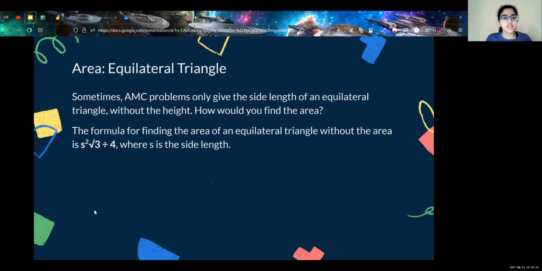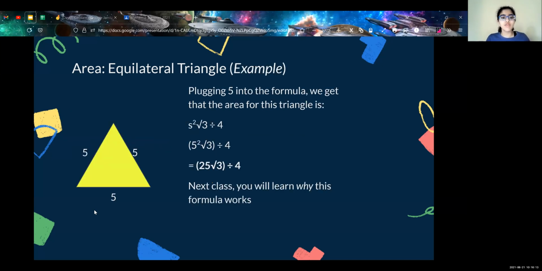Okay. So the area of an equilateral triangle example. If we're given 5 as the side length of a triangle, we will see that the area is s squared radical 3 divided by 4, so 5 squared radical 3 divided by 4. That would be equal to 25 radical 3 divided by 4, which would be equal to 6.25 radical 3. Next class, so tomorrow or the day after, day 2 or day 3, you will learn about a formula which helps prove why this formula works.